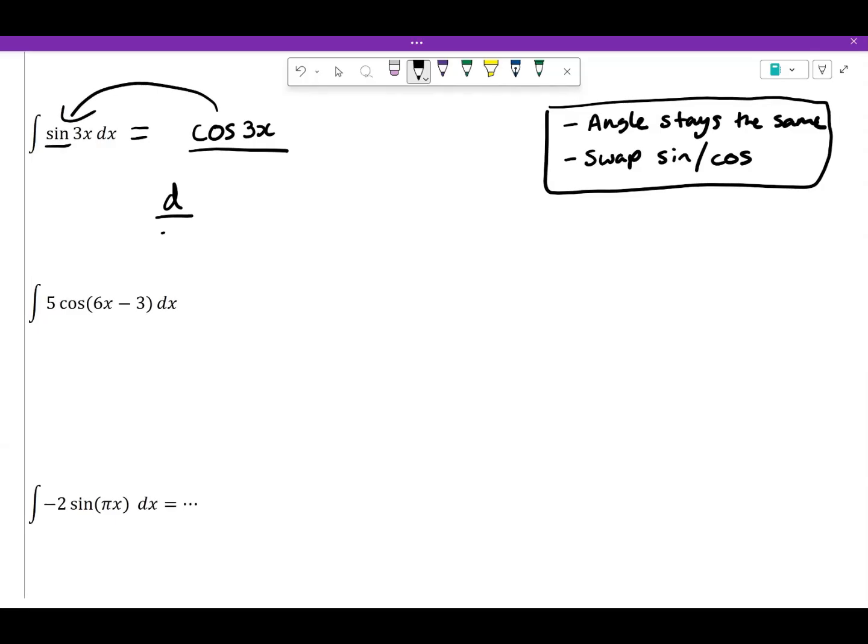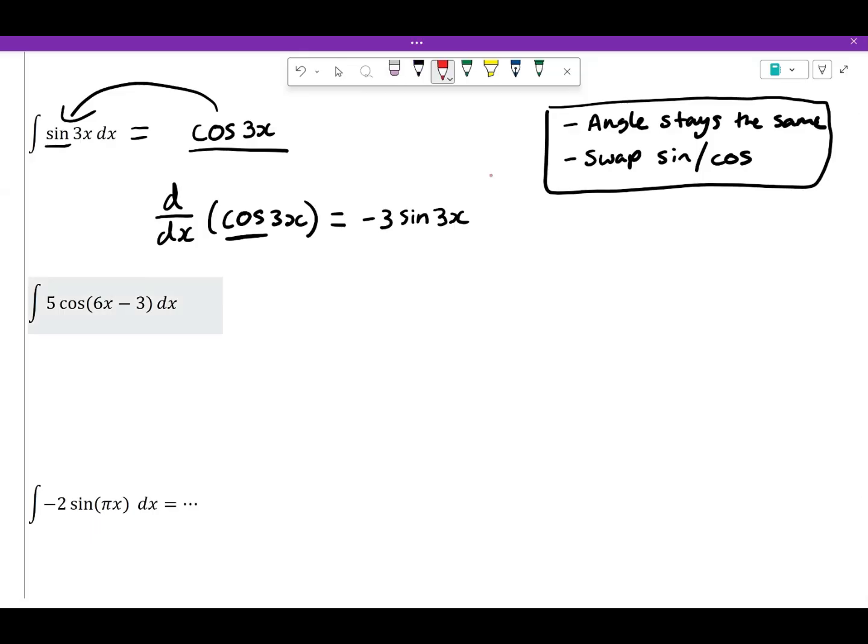So if we differentiate with respect to x, cos 3x, well, I know that my angle stays the same, so we're still going to have 3x. The cos is going to become a negative sine. And then we also need to differentiate our angle, which gives me 3. And I need to multiply by that. So I'd get actually -3 sine 3x.